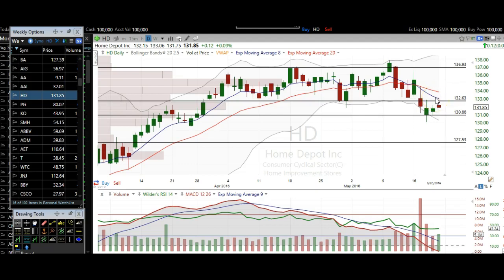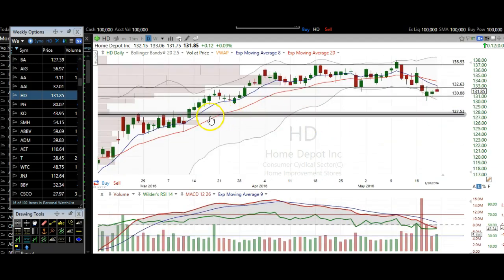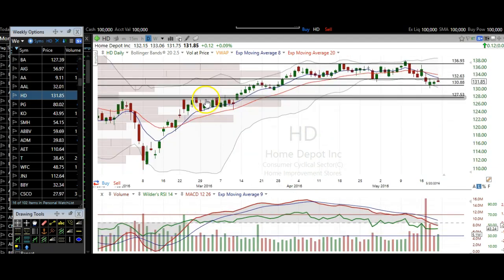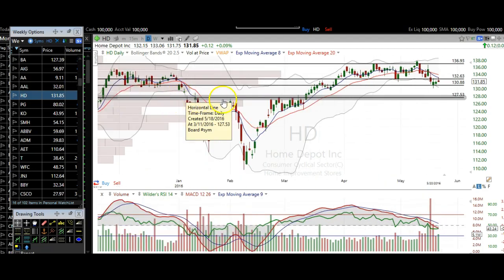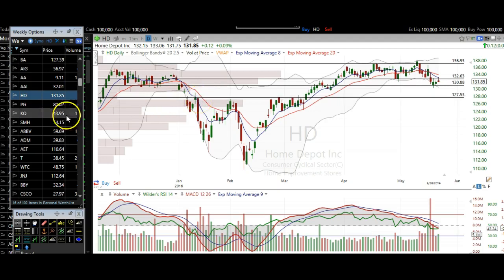Most likely it's going to come down, at least retest that 130.88 level, and eventually probably come down here and tag this support at about 127.50. So that'd be the target right there, 127.50, from the highs of these candles right here, as well as these candles right here and right here. So that's going to act as support.